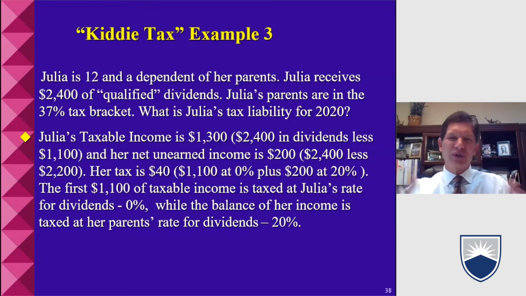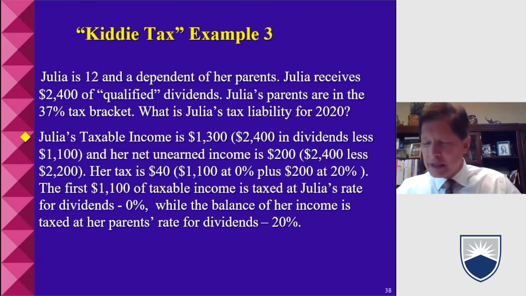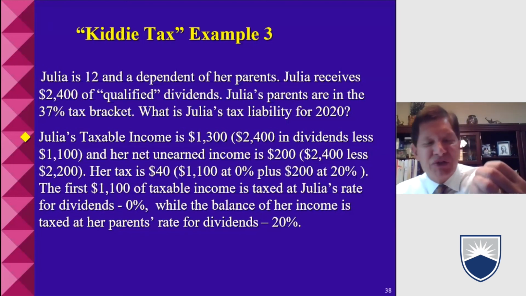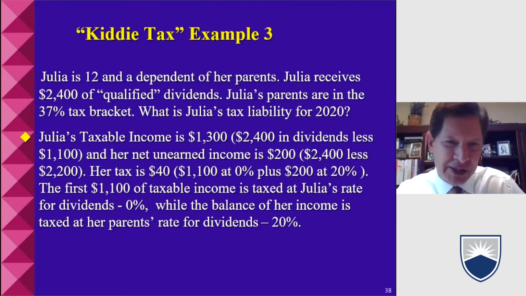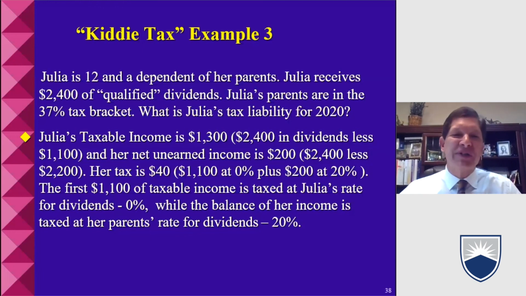Qualifying dividends, Julie shouldn't be paying a dime. But if you look at this, $2,400 minus $2,200, she has $200 of net unearned income that's going to be taxed at the parents' marginal tax bracket. Well, they're in the 37% tax bracket, which will mean the long-term capital gain rate, qualifying dividend income rate, is 20%.